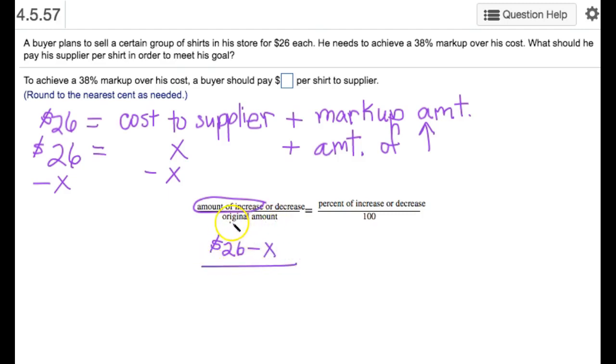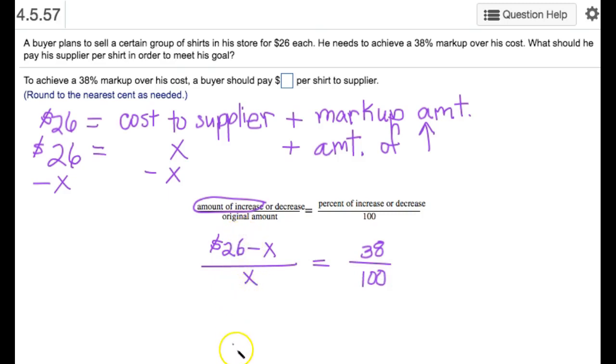What was the original amount? Be careful. The original amount of the shirt, we're thinking of in this problem as the cost to the supplier. That's our X. So be careful not to think of it as 26. 26 is like your final amount. That's not where we started. We started with X. We actually don't know what that is yet. And we do know our percent of increase, the 38. We want it to increase by 38% above the original cost. And now we have our formula set up.